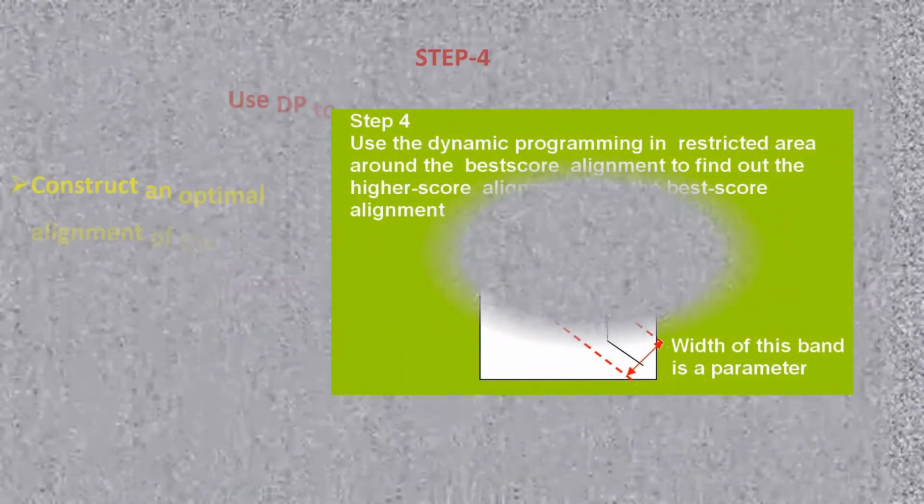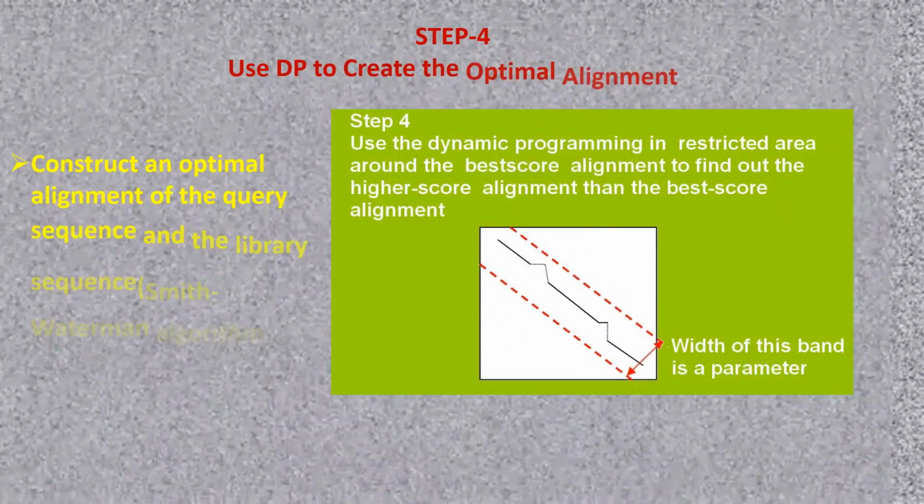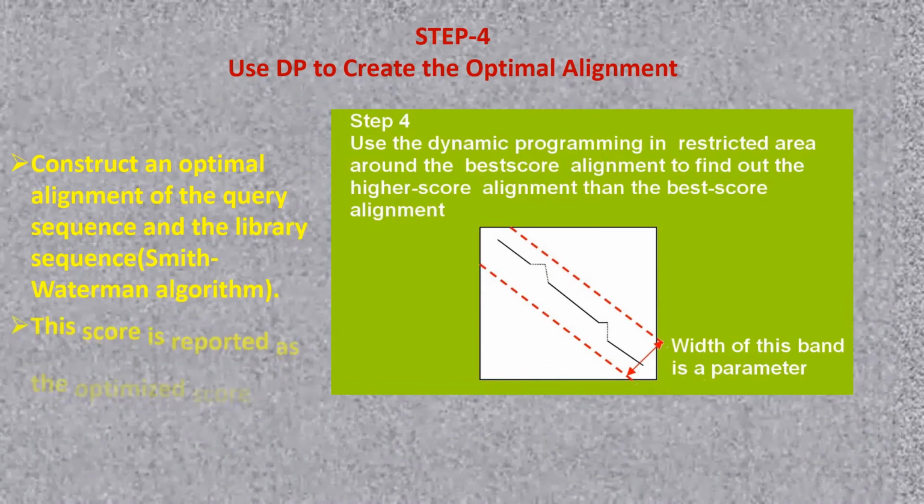Step 4. Use dynamic programming or DP to create the optimal alignment. Construct an optimal alignment of the query sequence and the library sequence, using the Smith-Waterman algorithm. This score is reported as the optimized score. Here, the width of the 2 bands is the parameter.